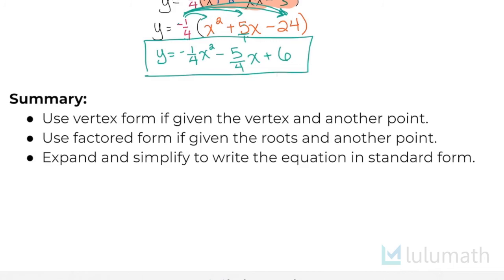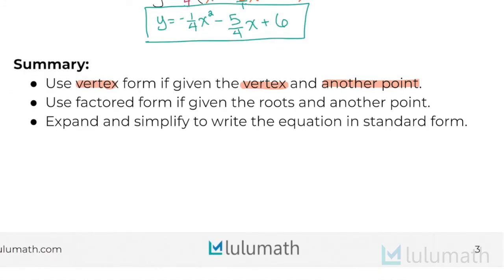So just as a quick summary, we want to use the vertex form if we are given the vertex and another point. And we want to use factored form if given the roots and another point. And then all we have to do after that is simply expand and simplify to write the equation in standard form. That's it for this video.